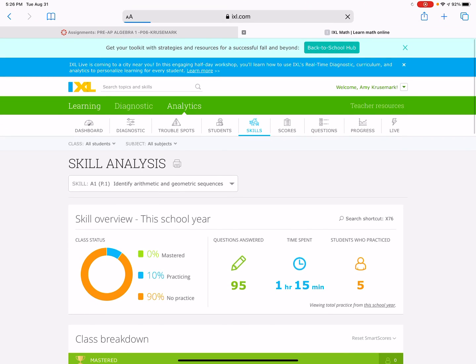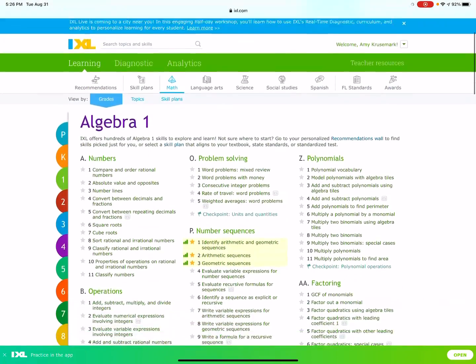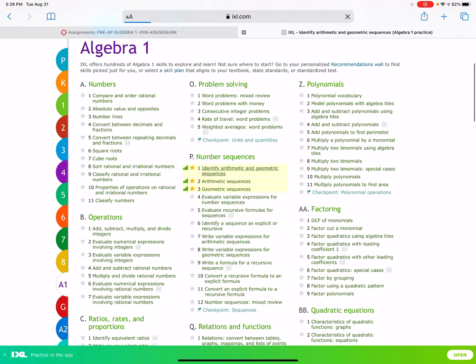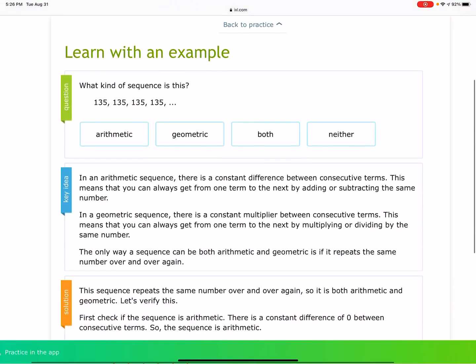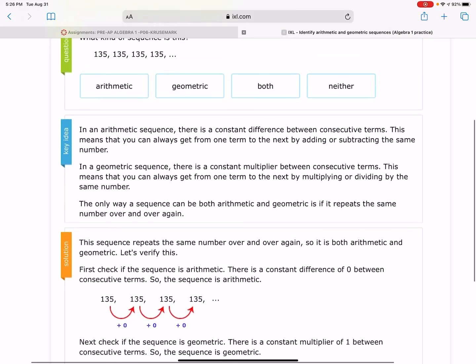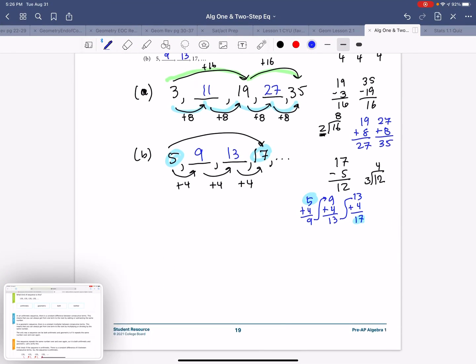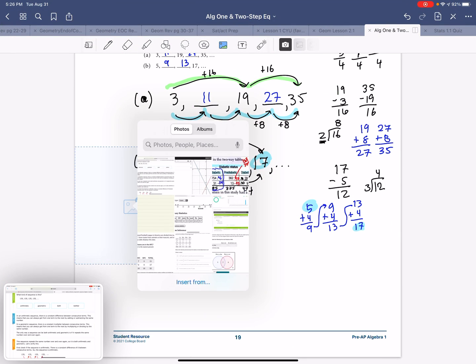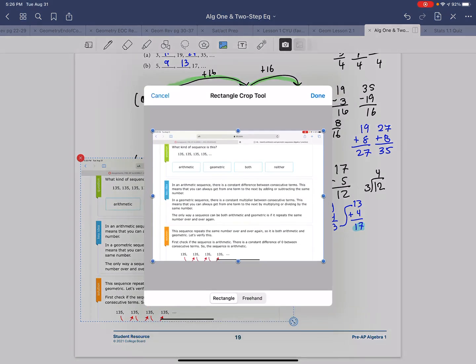I'm going to go to learning. Go to algebra. Yeah, let's just take a look at these skills. So if I click there, it'll let me practice. So it says learn with an example. So if you're not sure, you're like, wait, we talked about arithmetic today. And then what's geometric? So it says arithmetic was when there's a constant difference, meaning you're adding or subtracting, right? So I can go back here in my notes and I notice from IXL, it's like, oh, I didn't really learn that today, but I can learn it on IXL.